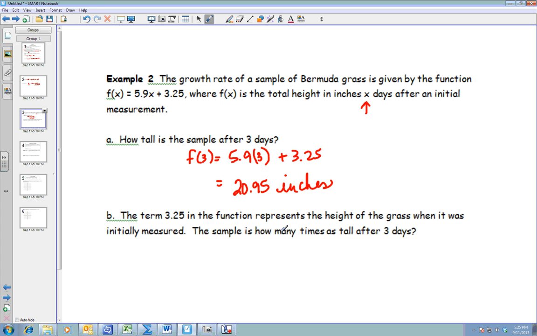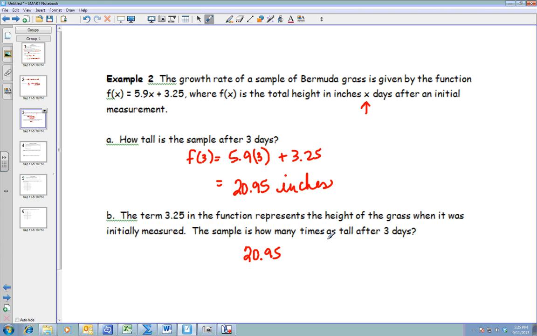Okay. So now it says the term 3.25 in the function represents the height of the grass when it was initially measured. So the very first day it was 3.25 inches. The sample is how many times as tall after 3 days? Well, we're going to take our answer. So after 3 days, it was 20.95 inches. So this grows really fast.